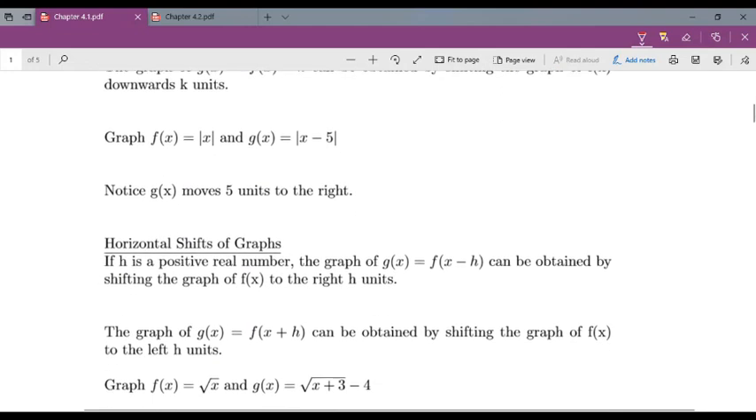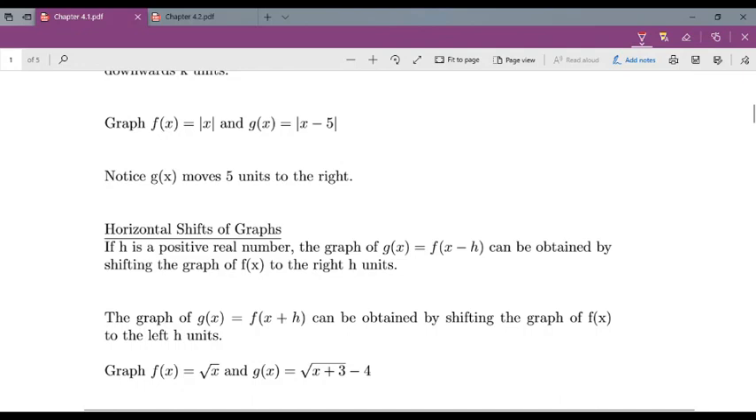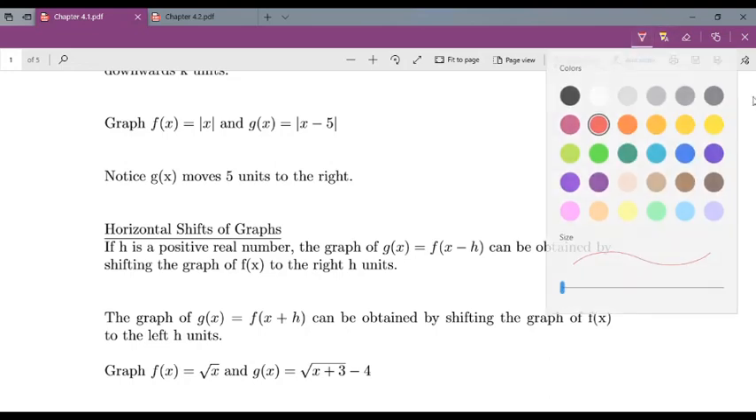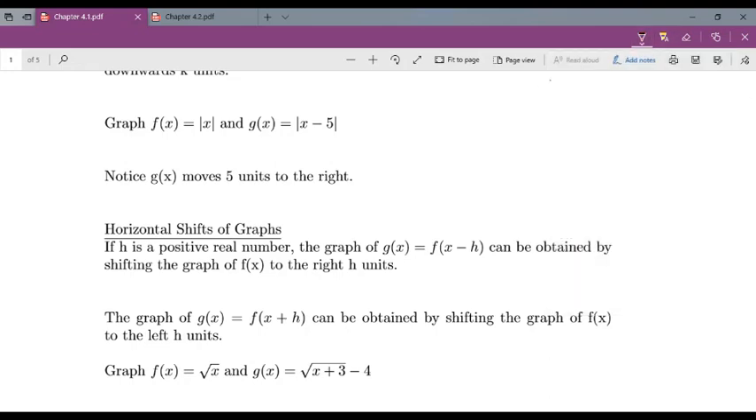Now this next part says graph f of x equals the absolute value of x, and g of x equals the absolute value of x minus 5. Okay, so if I come over here, we already know what the f of x function looks like here, and that's a terrible vertical line. I'll try to make it a little better. That's a little better.